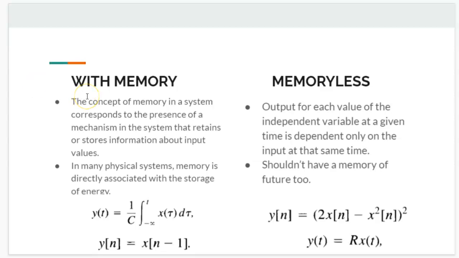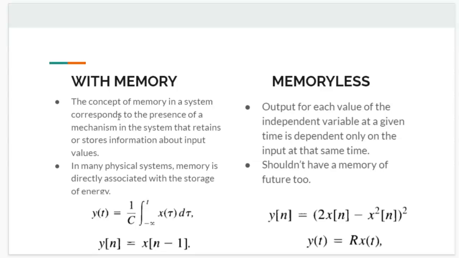So there are two types of systems: with memory and memoryless systems. Actually, let's understand what is the concept of memory in this course. Memory corresponds to the presence of a mechanism in the system that retains the information about the input values, not just at this time but at any time.